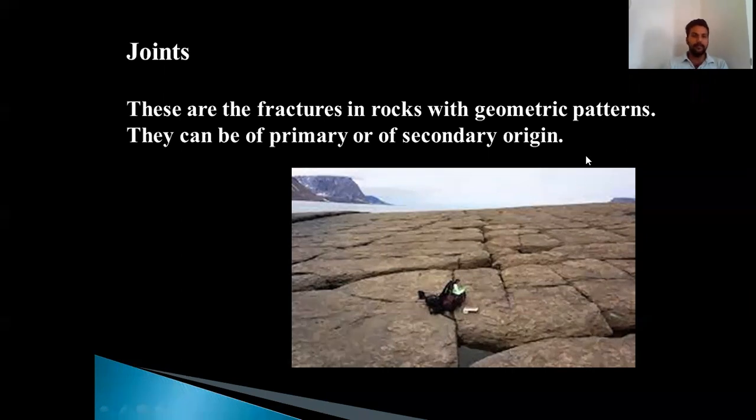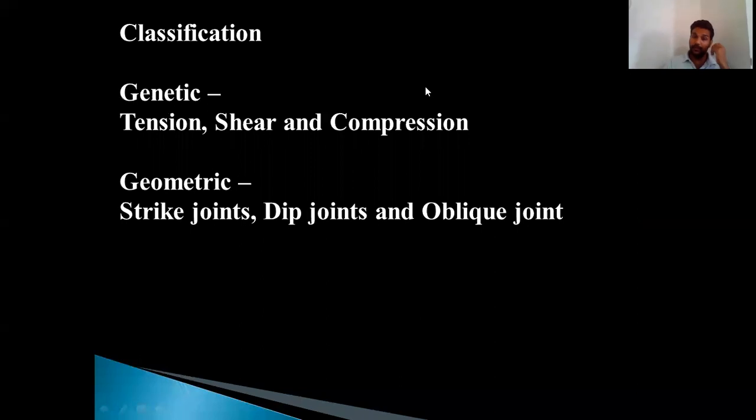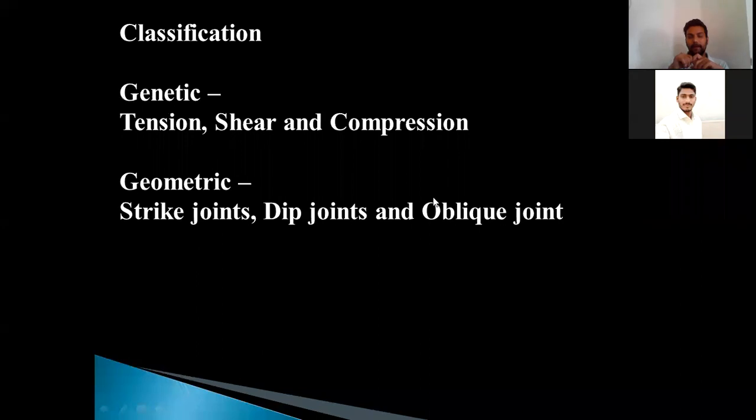Let us see the next slide. Classification. The joints can be classified on the basis of genetic as well as geometric. So what does genetic mean? Genetic means they are classified not because of the geometry, but because of the process responsible for their formation. Say, for example, if you have a joint which is developed because of some kind of process, that will be termed a genetic classification, a genetic joint.